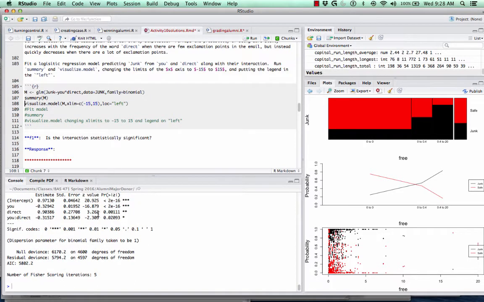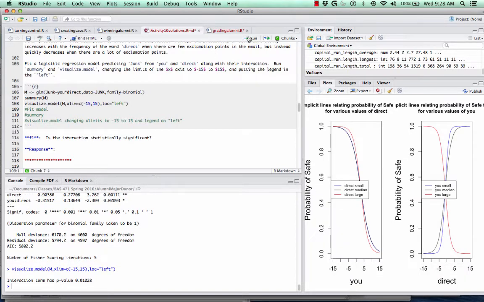All right, so there's a summary of our model. The interaction is statistically significant. Let's look at what the model implies. And we can see this interaction right in front of our very eyes here. We see that the nature of the relationship between the probability of being safe and, say, the frequency of the word direct is actually negative when the u frequency is large, but it's positive when the u frequency is small or achieves medium values. So the nature of this relationship changes really quite a bit.